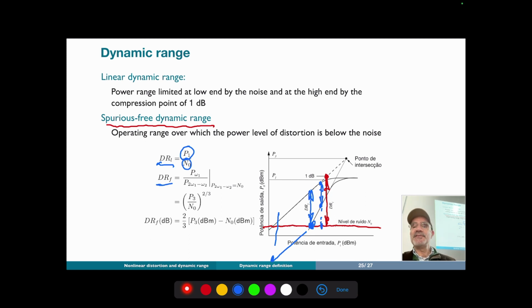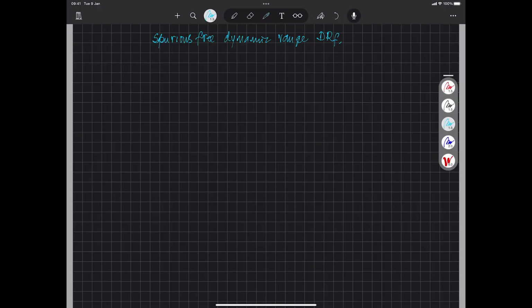And the spurious free dynamic range is defined by the signal power divided by the distortion power at the point where the third order distortion power equals the noise. Okay. And it's possible to show that it's given by this equation here. So it's P3 over noise level to the power of 2/3.